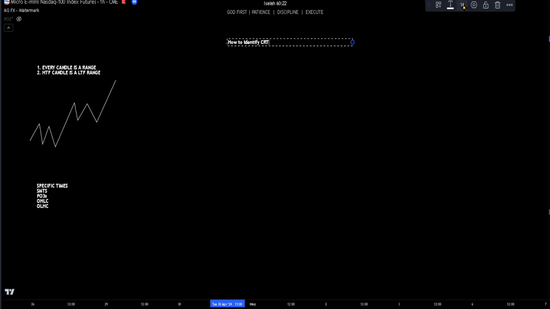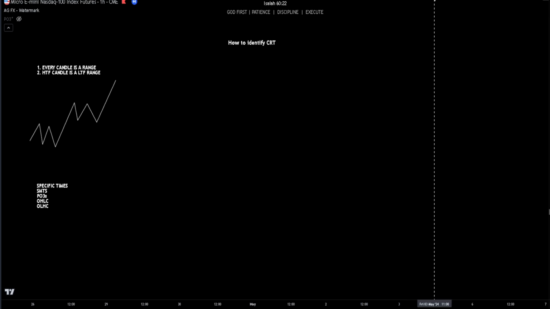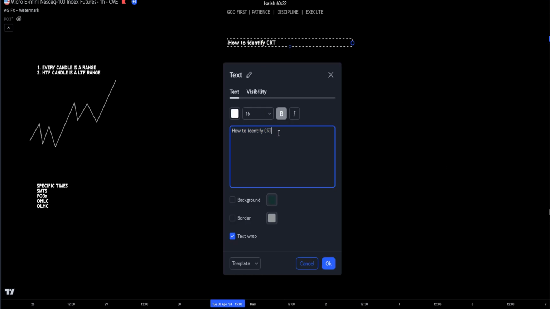So this is how we are going to identify CRTs. So first thing is, look for them around key levels. Number two, look for candles inside the CRT. I'll be showing you guys what it looks like.